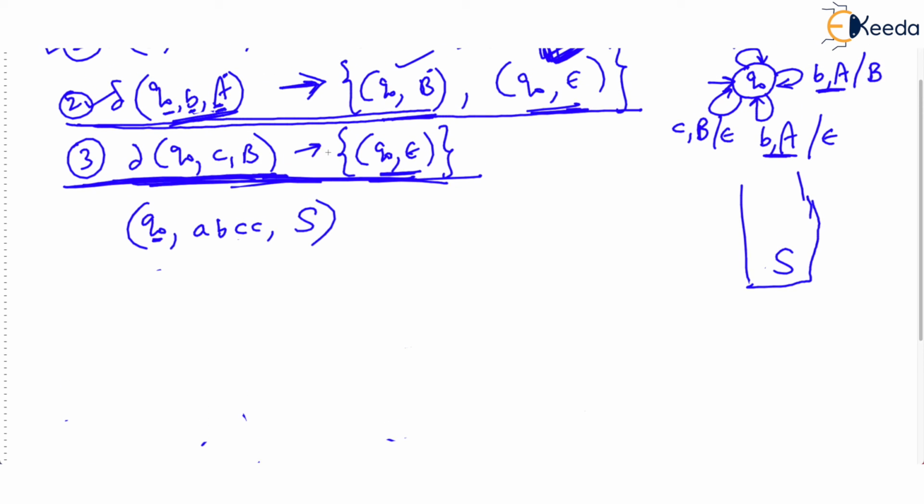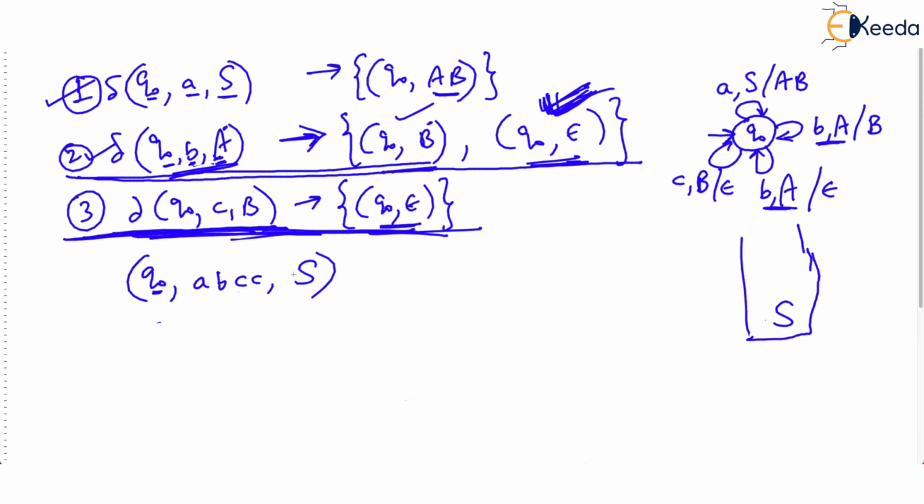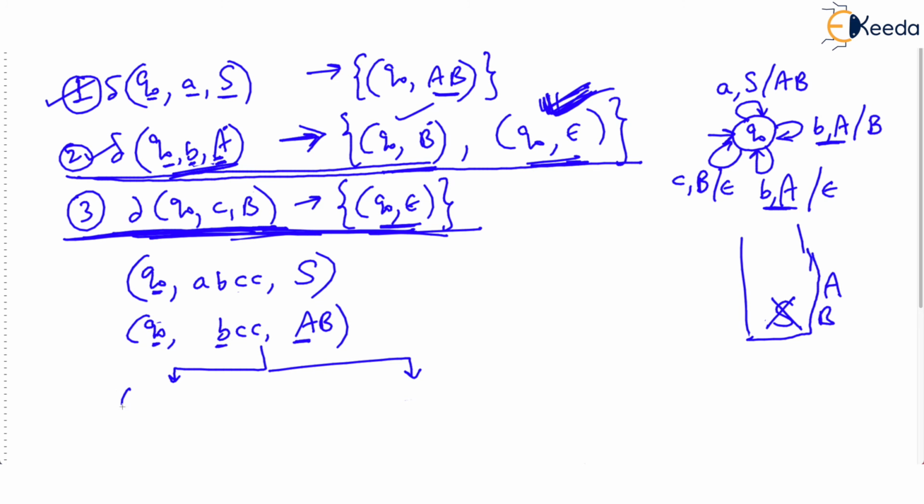Now you note in our configuration, the first one written is Q0 A S results in Q0 A B. So there is only one action, BCC remains and S gets replaced with AB. Now Q0 reading B, top is A. Oh my god, this results in two actions. One is replace A with B, so it will be Q0 CC and A is replaced with B. And the second action is to pop A from the top of the stack. So we'll say CC is remaining and only B remains because A has been popped.